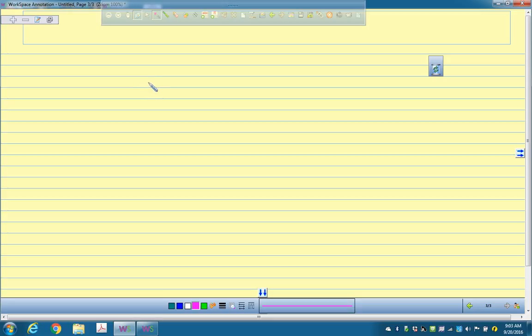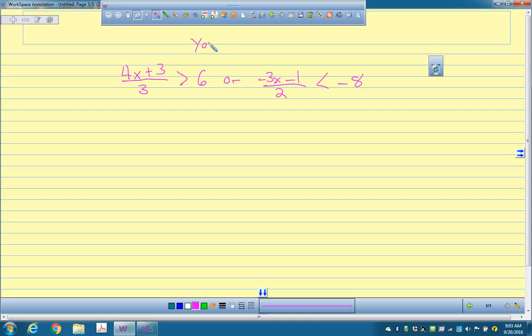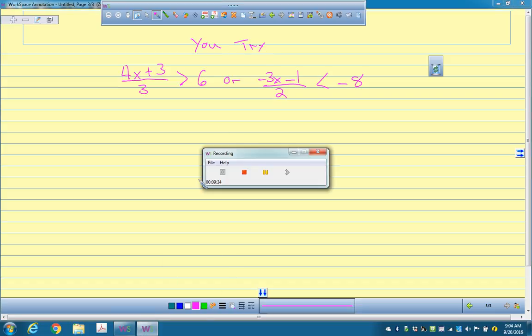1, 2, 3. So say I have 4x plus 2 over 3 greater than 6, or negative 3x minus 1 divided by 2 is less than negative 8. Maybe I should let you guys try this one. I'm not going to give you a whiteboard for this, but I want you guys to give this one a shot and see what you do.